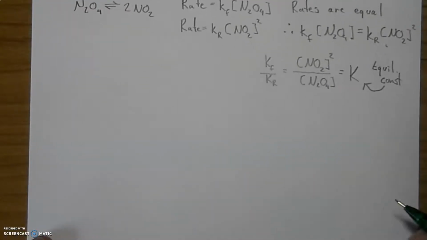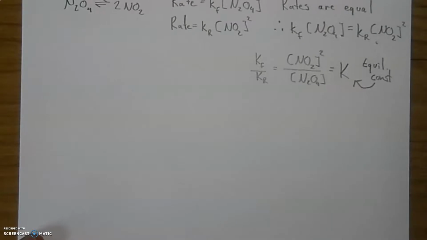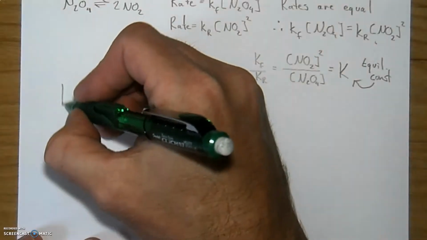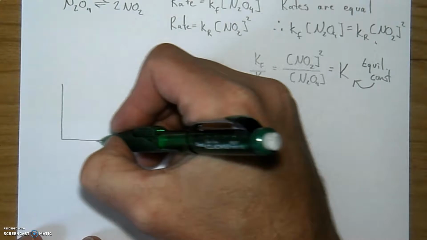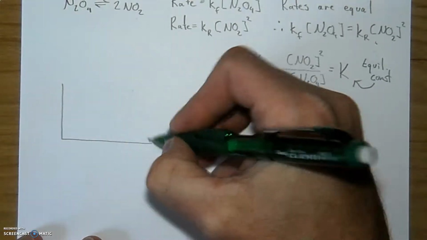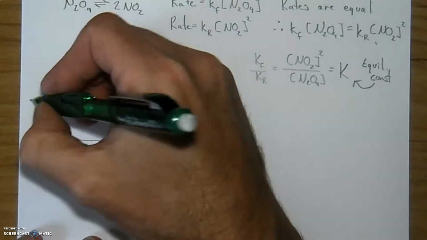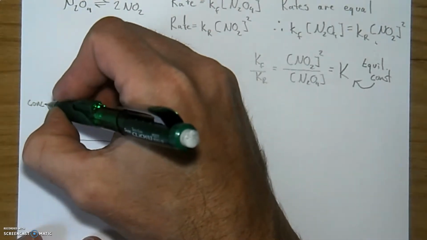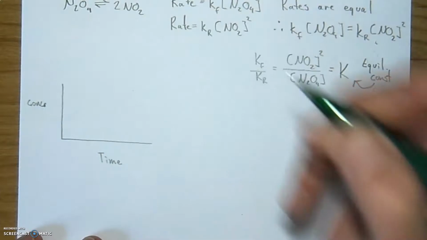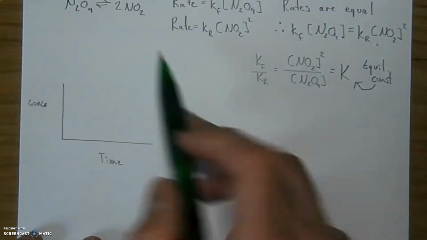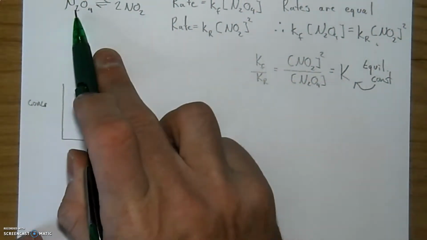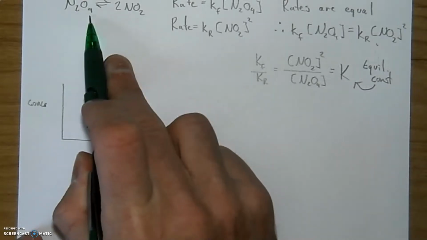And I'm going to make two little graphy things here. First one, to give us again a little bit of perspective of what's going on here. We've got time and we've got concentration. And again, we're going to use this as our perspective, and we pretend that this is the only thing that we have in the container initially.